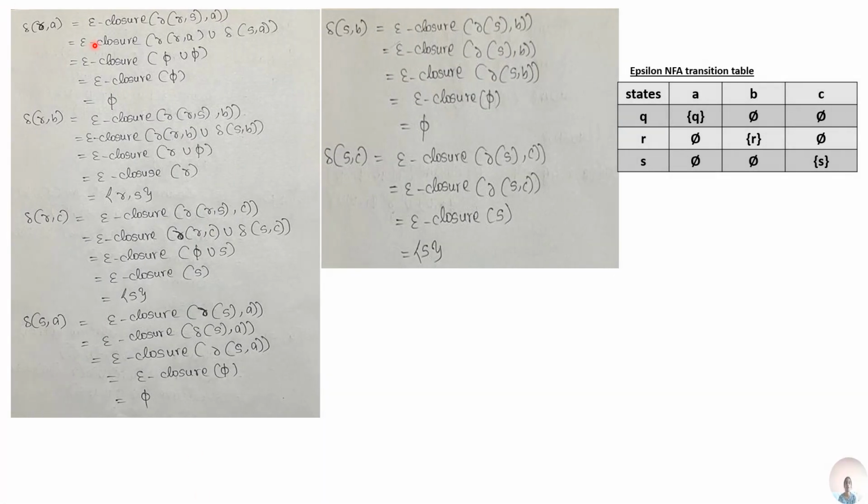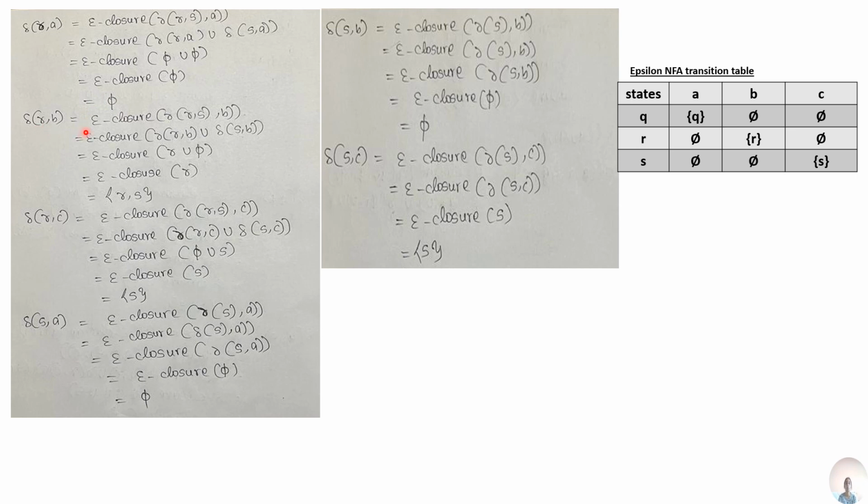Next, delta of R comma A equals epsilon closure of delta of R comma S with input symbol A. That is epsilon closure of delta of R comma A union delta of S comma A. Delta of R comma A is null and S on A is also null. That means delta of R comma A equals null.